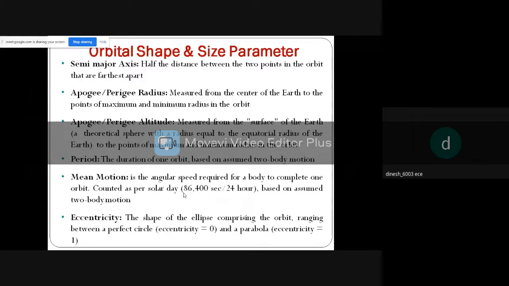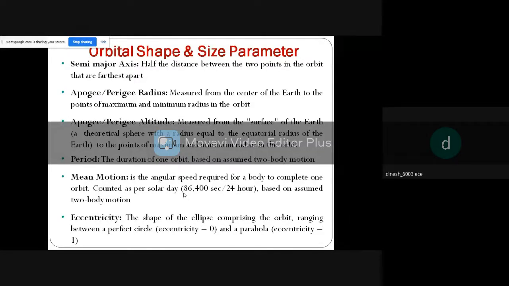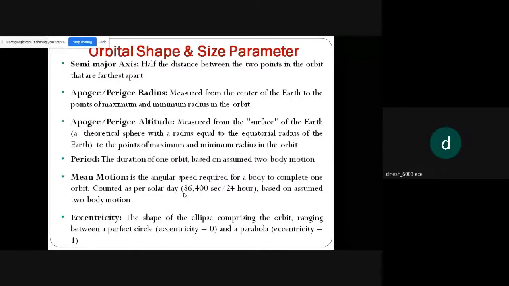The shape of the ellipse comprising the orbit ranges between a perfect circle and a parabola, so eccentricity will range between 0 and 1. If it is 0, it is a perfect circle. If it is the maximum, 1, it is a parabola or a parabolic fashion. So this is your orbit's eccentricity.